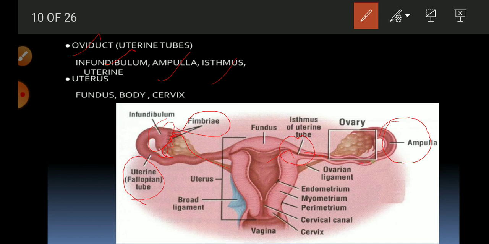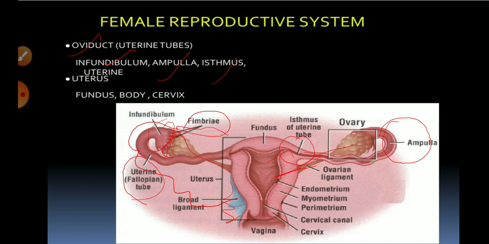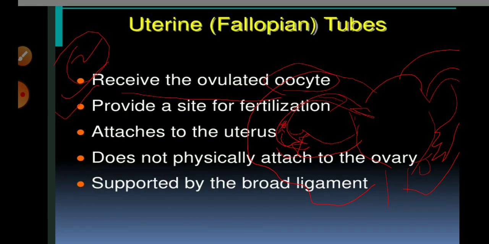You can see here the broad ligament, as well as the ovarian ligament, which joins the ovary with the uterus. This is the ligament which joins the uterus with the body, and at the back we have another ligament which keeps these oviducts in contact with the body, so it does not allow movement. Then we will see about the uterus in the next topic.